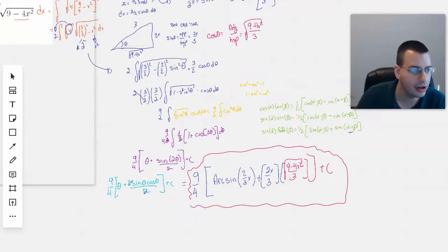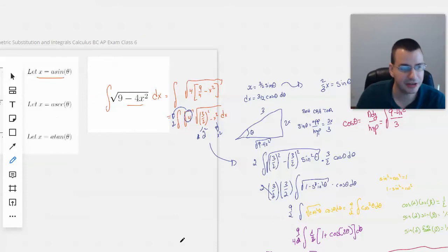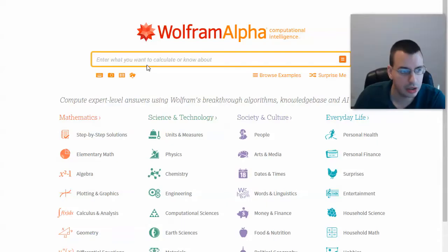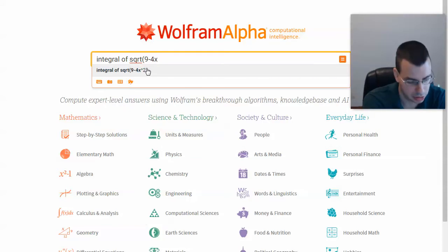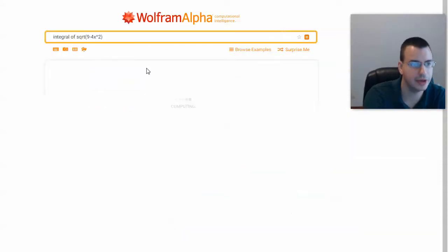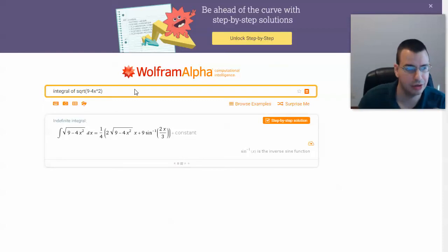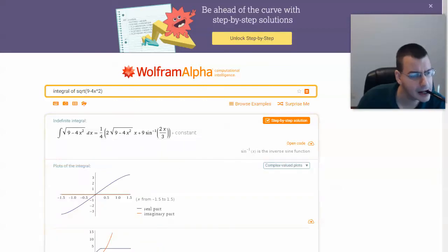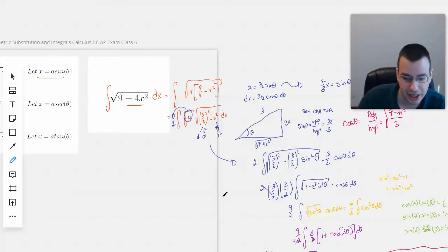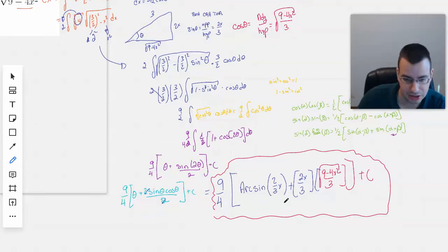Let's Wolfram this one. So the integral of the square root of 9 minus 4x squared. See what happens. See how close we were. So we got 9 arcsine. So it did have an arcsine of 2/3 x.